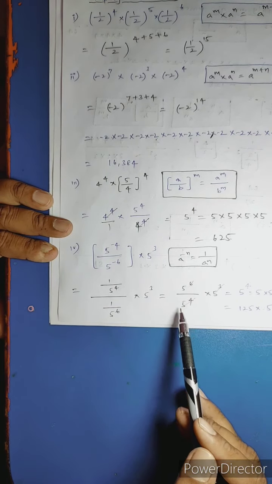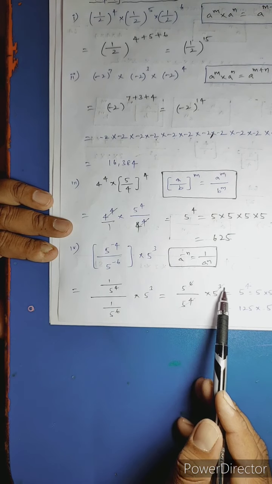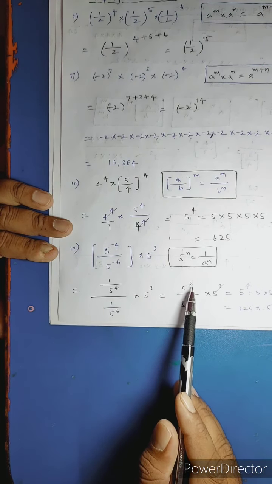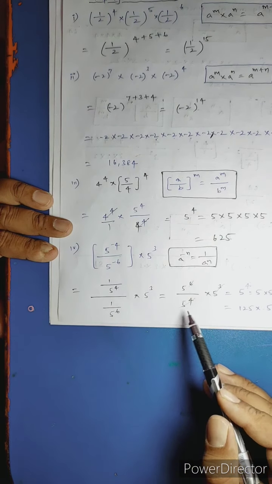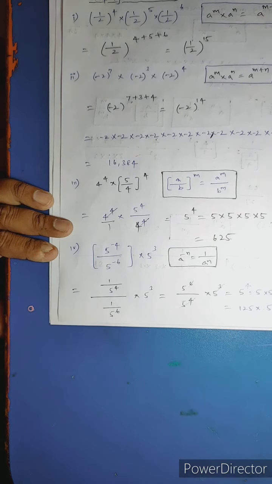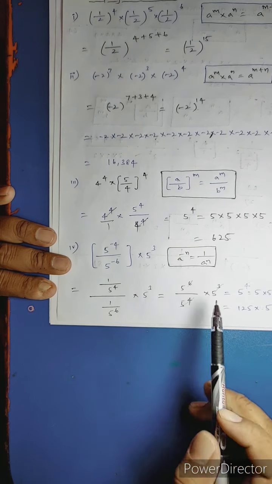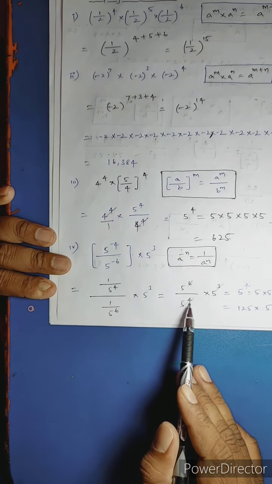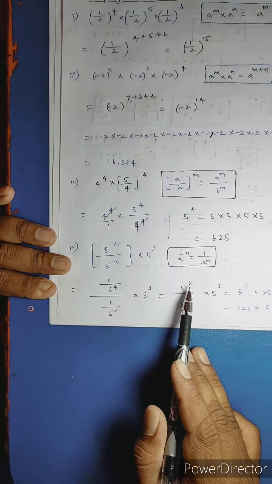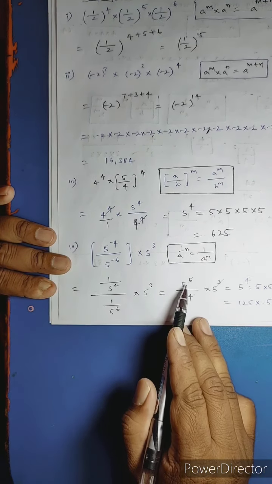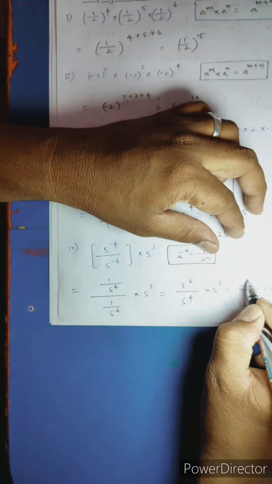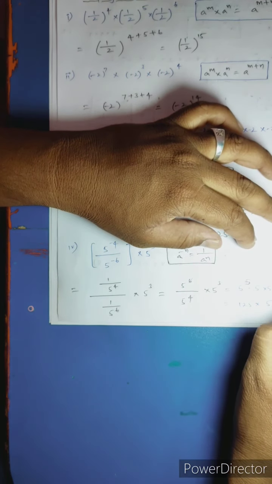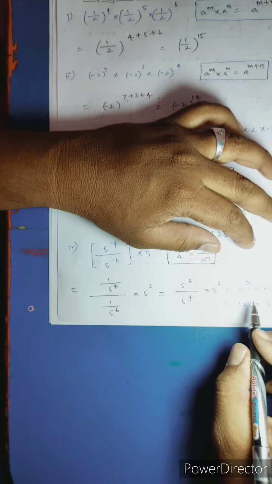5 power of 6 by 5 power of 4 into 5 cube. 3 times 5, 3 times 5 get cancelled. 1 time 5, 1 time 5 get cancelled. 3 times 5, 3 times 5 get cancelled. Then 1 remaining 5, this 1 remaining 5 get cancelled. So here 5 power of 5 will come. 5 power of 5, then into 5.